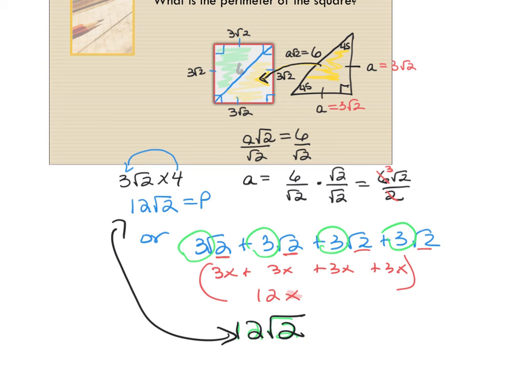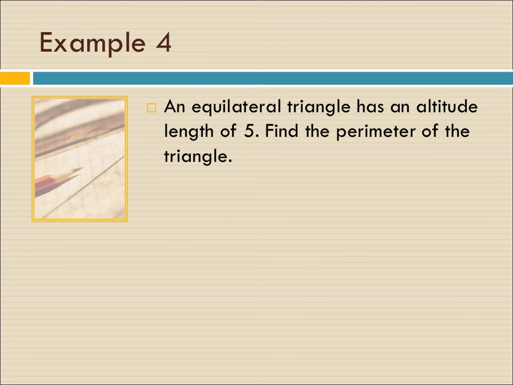Let's try one last example. This is going to turn into a 30, 60, 90 on the next slide. Pretty good on this one? All right, next one. An equilateral triangle has an altitude length of 5. Find the perimeter of the triangle.